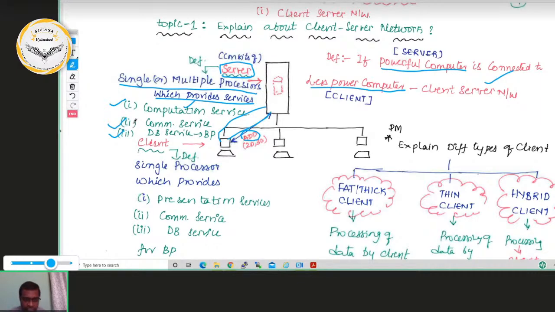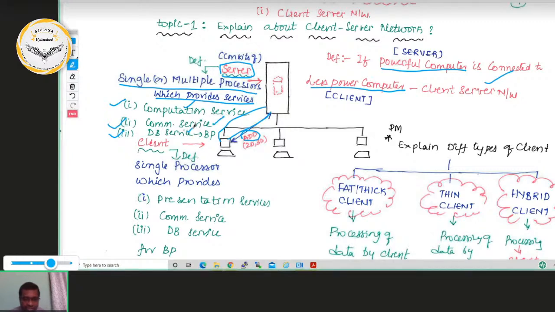Next one, it provides a communication service. Whether the client can communicate with the server? Yes. I'm transmitting the data from client to server, that means I'm communicating. Whether the server can communicate back to the client? Yes, that also should happen. So that is called a communication service.